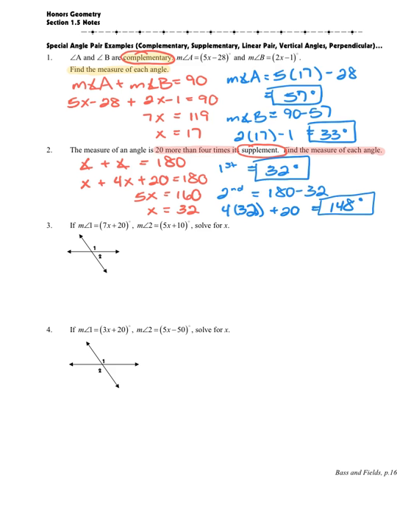Okay, now the next one we're given a picture. So the first thing that we want to do is look at this picture and think about what type of angle pair we have been given. That's going to help drive it for us. So what we can see immediately is that angle 1 and angle 2 are a linear pair. And what we know is that linear pairs are supplementary, and if they're supplementary, we know they're going to add to 180. So that's going to drive our equation.